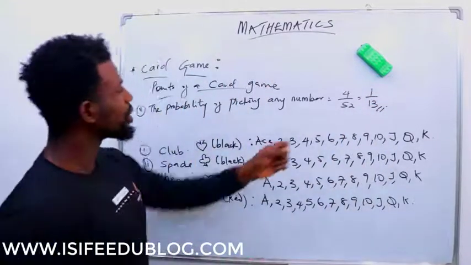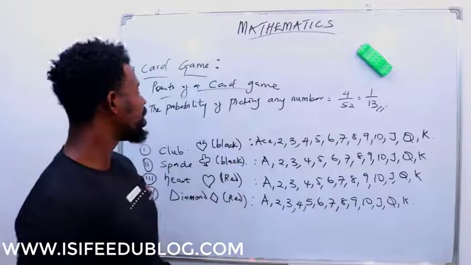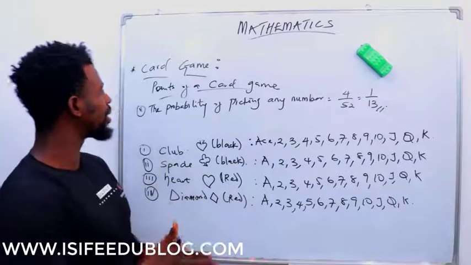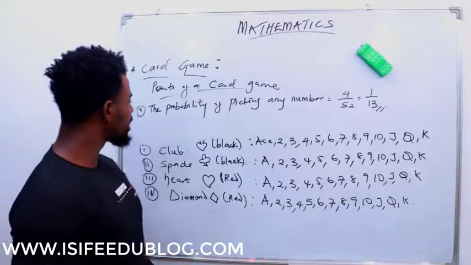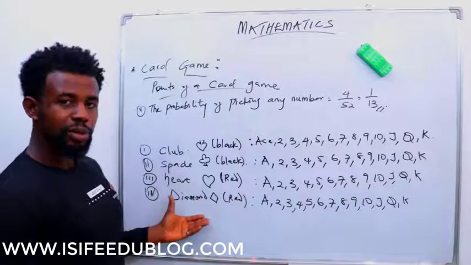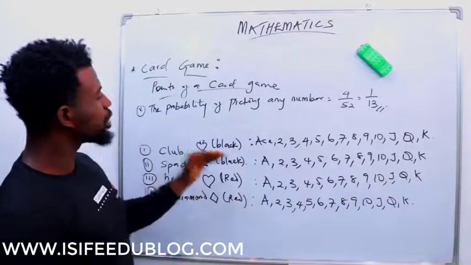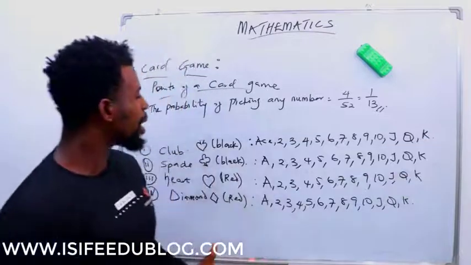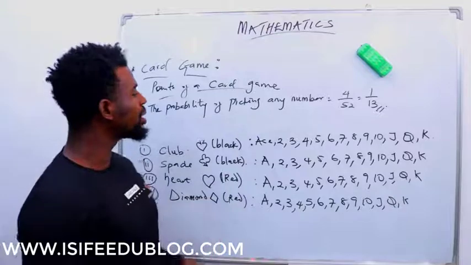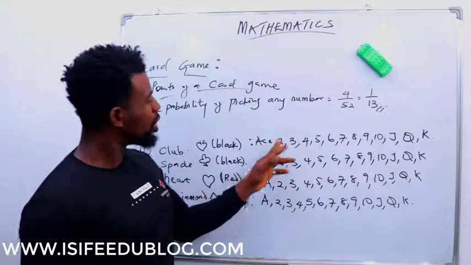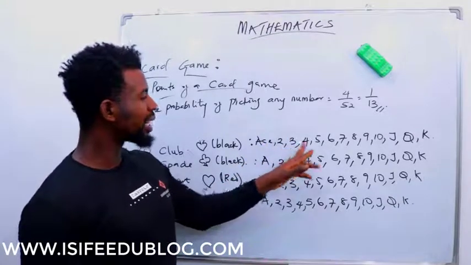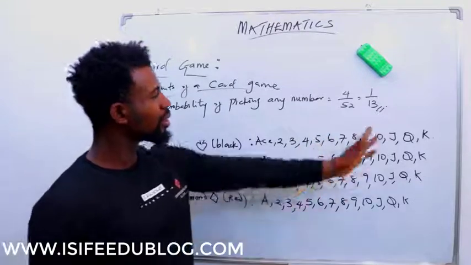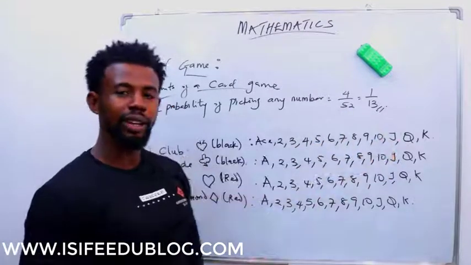Right? Now, how did we come about this particular value? Now, remember I said that a pack of cards is made up of these shapes, right? And each of these shapes is made up of what? These numbers. Now remember when I say probability of picking a particular number, we mean probability of picking either an ace, or a 2, or a 3, or a 5, or a 6, or a 7, or an 8, or a 9, or a 10, or a J, a Q, or a K.